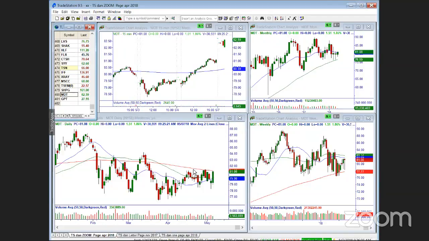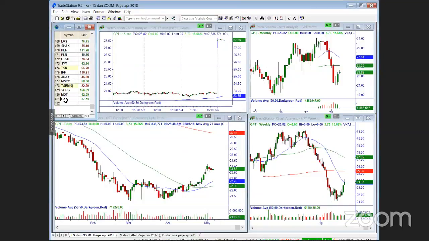MDT 82.50. This one I like. Sure, there's these two prior highs, but it's gapping out of this month-and-a-half consolidation. So I like this one for a 30-minute high, particularly if I can sell an out-of-the-money put spread, it will be a no-brainer. If I can sell a 79, 75, whatever the case, looks great. I will watch Medtronic. This looks great.